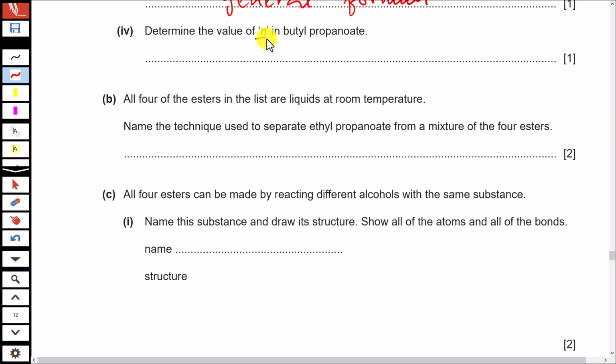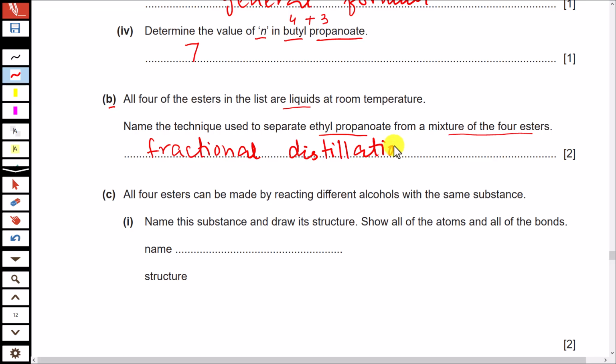Determine the value of n in butyl propanoate. n shows the number of carbon atoms. The butyl part has 4 carbon atoms while the propanoate part has 3. So the number of carbon atoms is 7. All 4 of the esters are liquids at room temperature. Name the technique used to separate ethyl propanoate from the mixture of 4 esters. The technique used to separate liquids from a mixture is fractional distillation, in which different liquids are separated on the basis of difference in their boiling points. So the technique used here is fractional distillation.